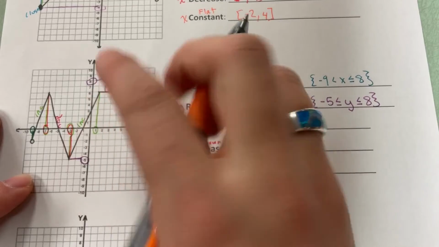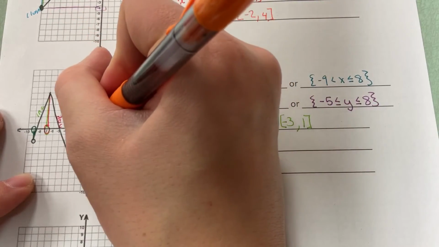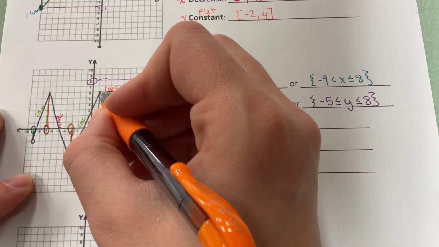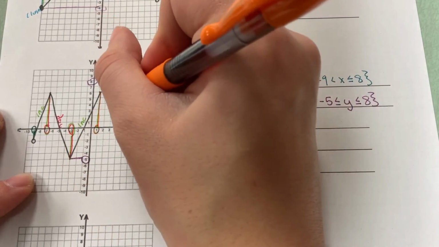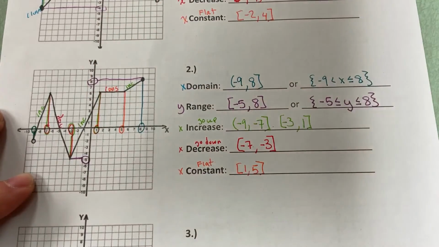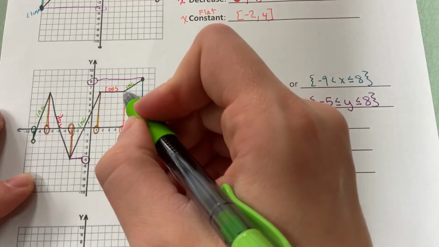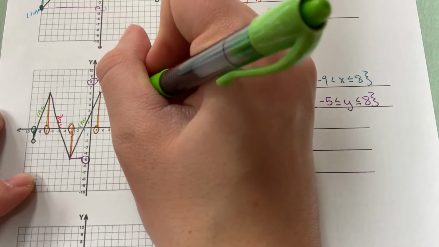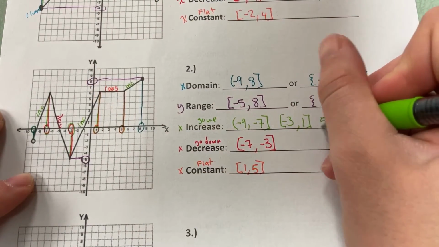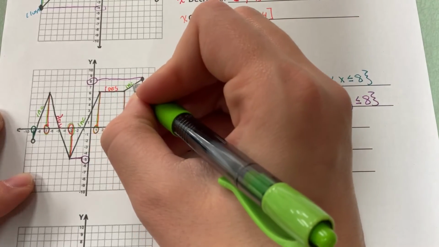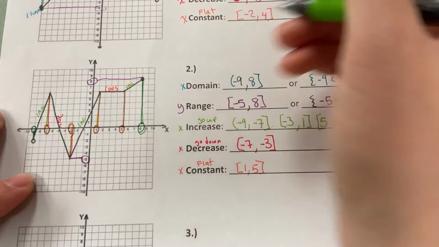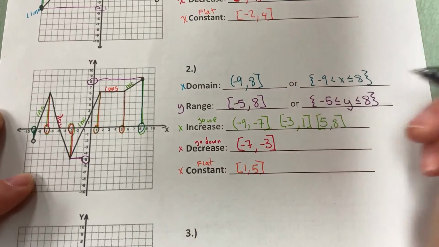After this increase, we have a constant. So this constant picks up where that increase left off. So we have a 1 with a square bracket, and this constant ends right here at 5, and that's part of the line, square bracket. Our last piece is an increase. So it picks up where that constant left off. So we have 5, square bracket, and this increase ends at the very last right side at 8, square bracket.